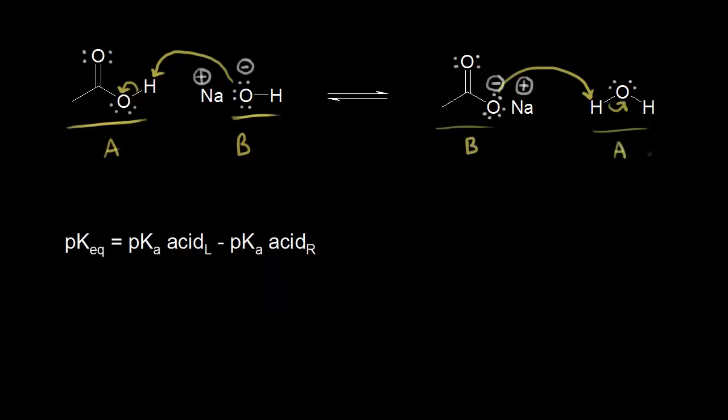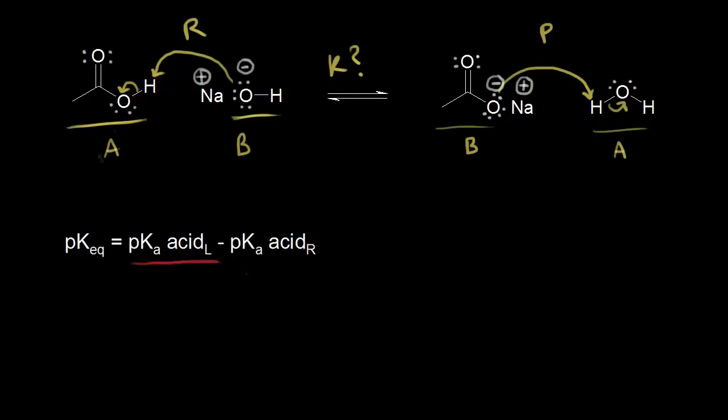What if our goal was to find the equilibrium constant for the forward reaction? So what is the equilibrium constant for the forward reaction? The stuff on the left would be the reactants, and the stuff on the right would, of course, be the products. So we could figure that out just using pKa values. If we know the pKa values for the two acids in our reaction, we can figure out the equilibrium constant for that reaction.